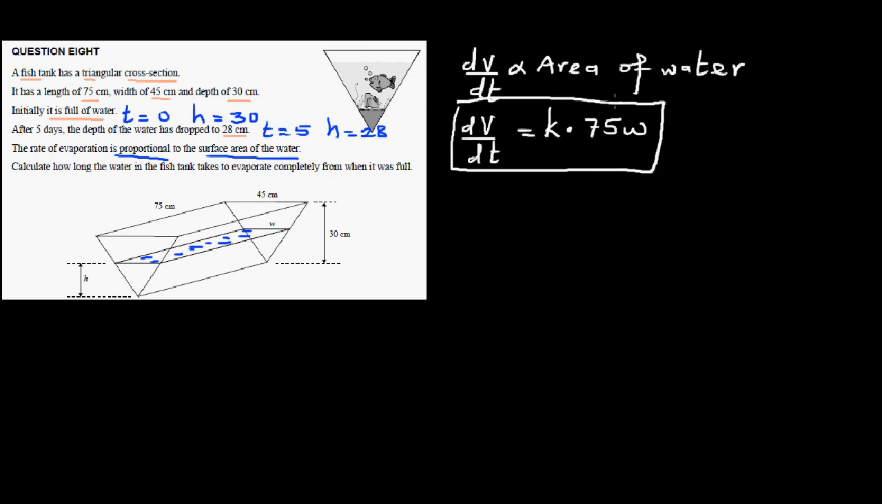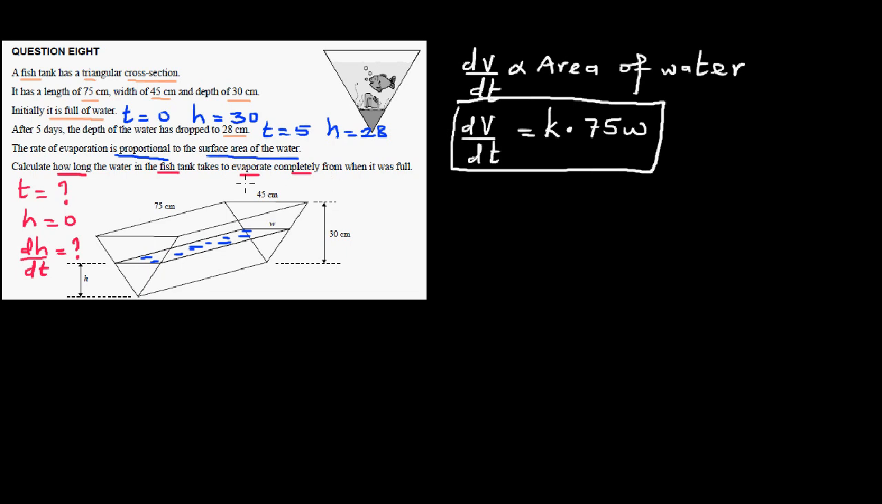Okay, now we want to calculate how long the water in the tank takes to evaporate completely. So basically the question is, after how many days does the height become zero? That's the question basically. So this should lead you to understand that we have to find dH by dt. So we want to find a relation between h and t. Okay, what can we do now?